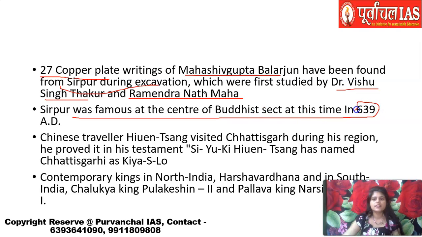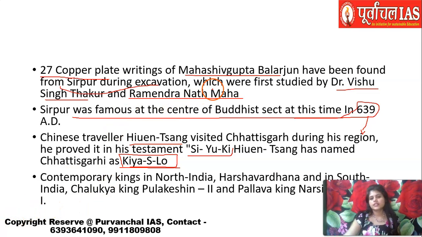You know, in 639 the Chinese traveler Huan-Sang visited. We have talked about this in the previous video also. So at that time, the Pandu dynasty was ruling there. Here also I have written Huan-Sang visited Chhattisgarh during this particular reign, and it was the reign of Mahashiv Gupta Bala Arjun. And it is mentioned in his testament. Huan-Sang called Chhattisgarh Kia S Lo. So by Huan-Sang, Chhattisgarh is Kia S Lo.